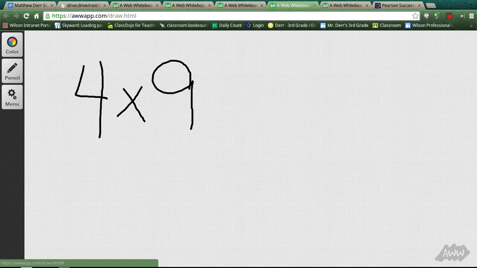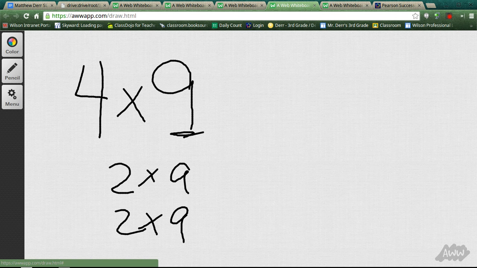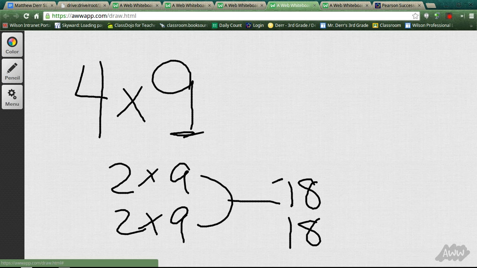I could use our finger method for 9s, but I also want you to remember that the 4 is the same as 2 times the other factor, and 2 times the other factor again. 2 2s. You say that really fast. 2 2s. And we get 18 for both of those. And we add the 18 and we get 36.